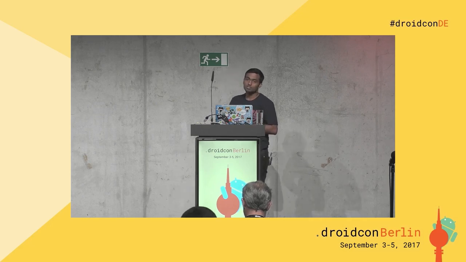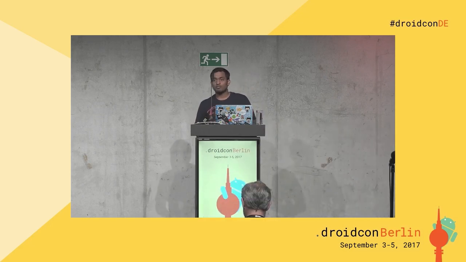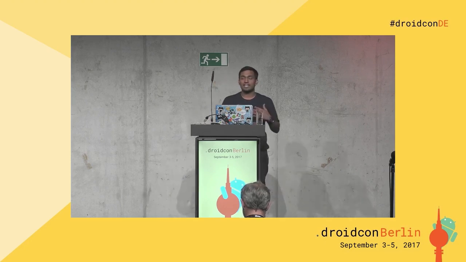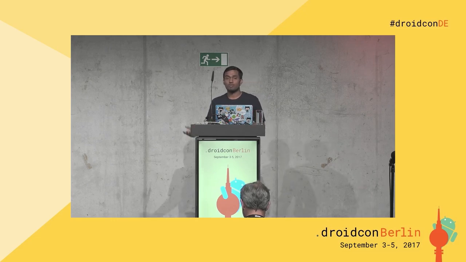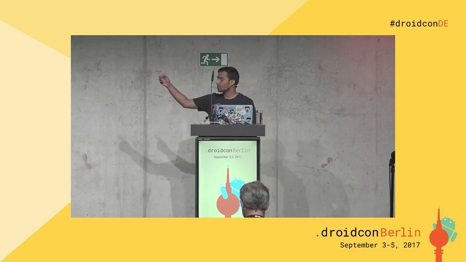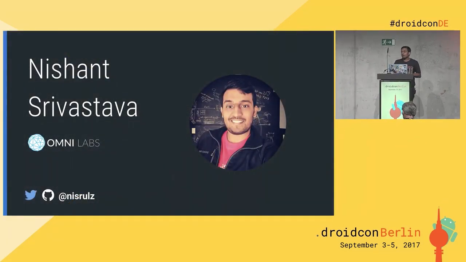I'm Nishant Srivastava. I am a software developer at Omni Labs. Our company is based out of Vancouver and San Francisco. It's a small startup, and what it does is build analytics and business intelligence tools for marketers. You can obviously find me at my Twitter handle and GitHub handle, that's NISRULZ.